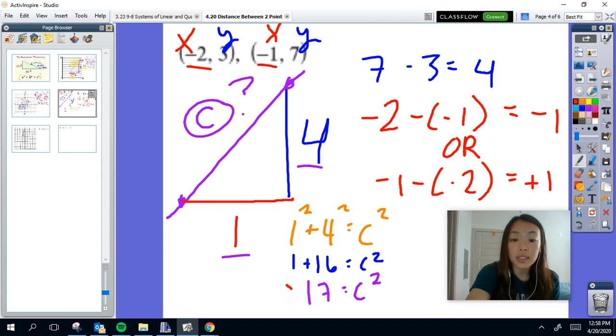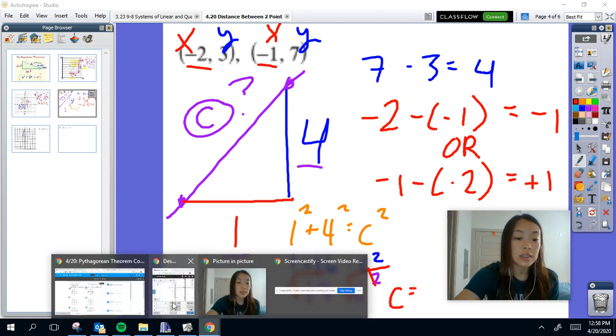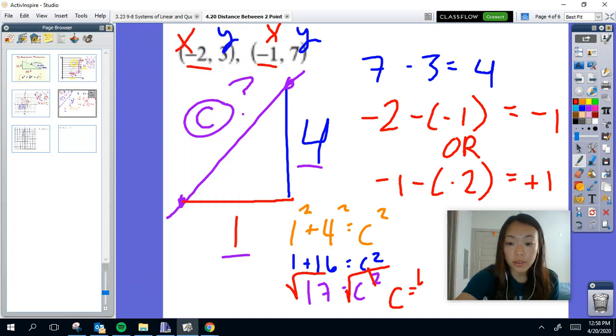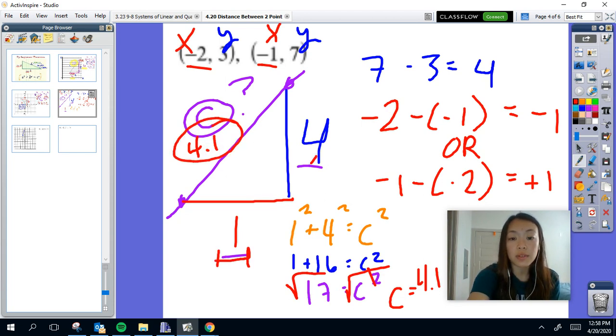And to do my last step, I undo the square by taking the square root. These cancel, and I have c equals the square root of 17. So what is the square root of 17? 4.1. So my c value is going to be 4.1. Does that make sense for the hypotenuse? Yes, it does, because it's larger than this value and this value.